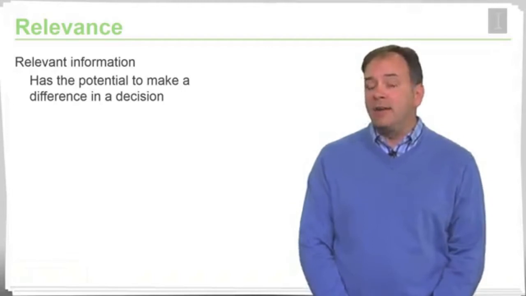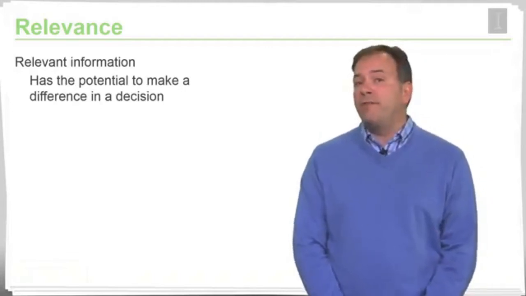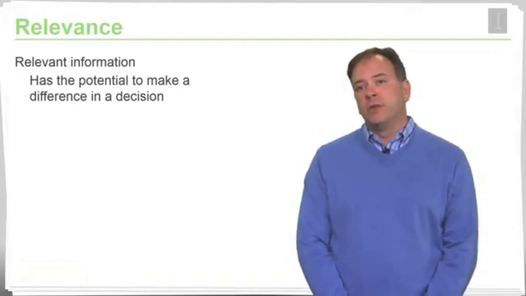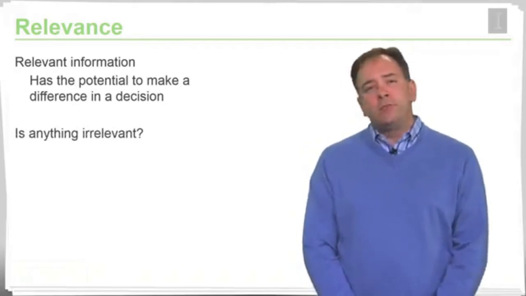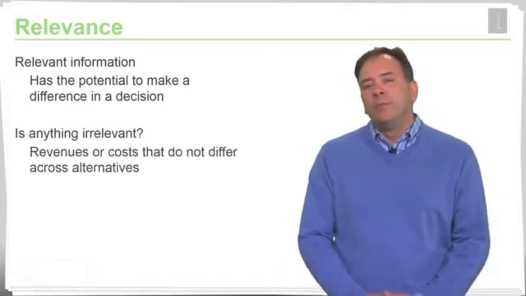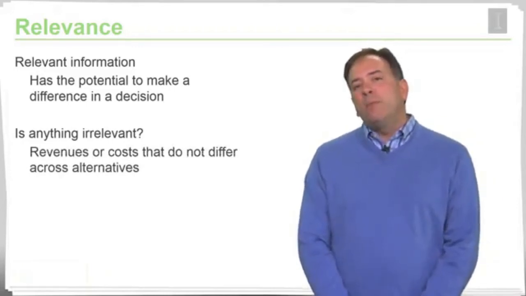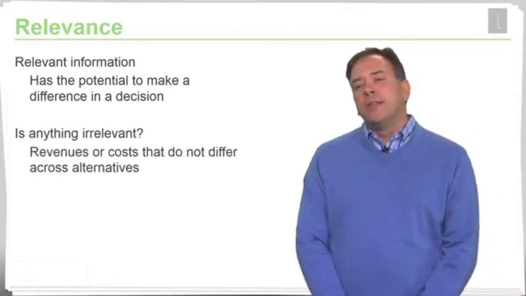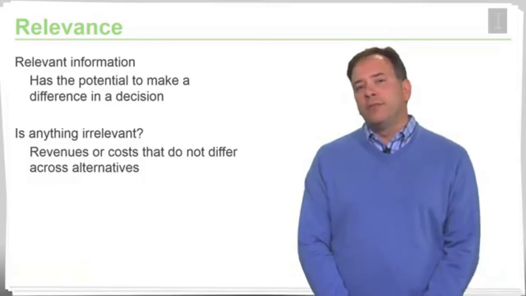That sounds like a lot, and that is true. There's a lot of relevant information in many situations. But that begs the question, is really anything irrelevant? Well, let's take a look at an example. An example would be revenues or costs that do not differ across alternatives.